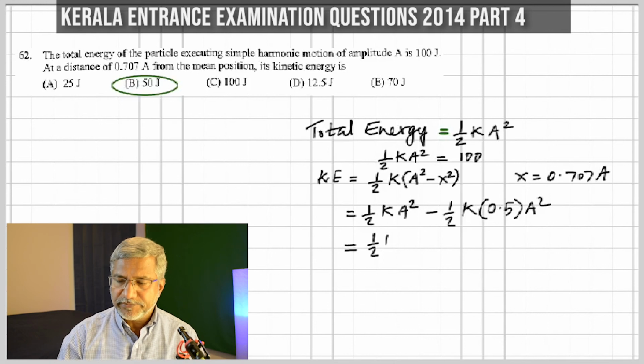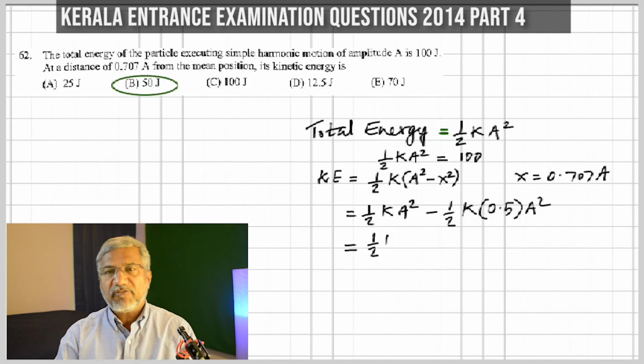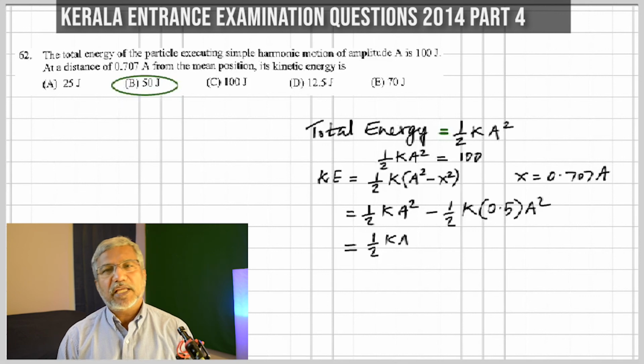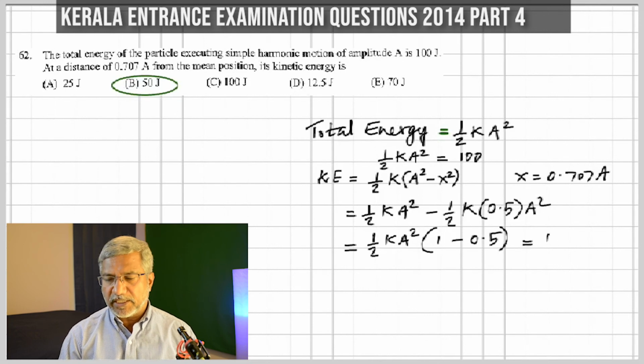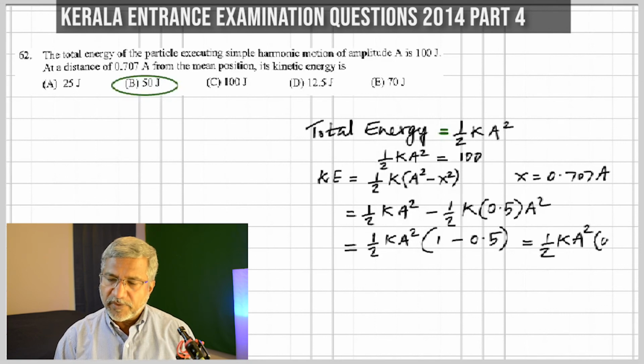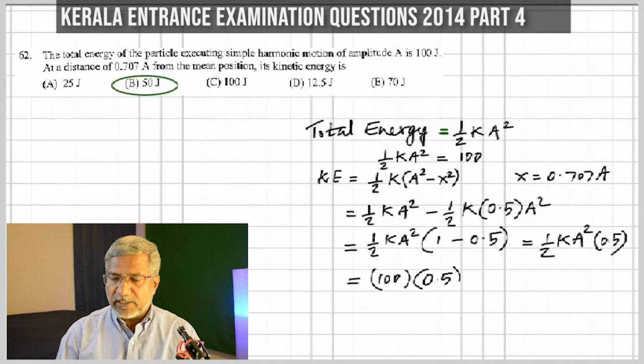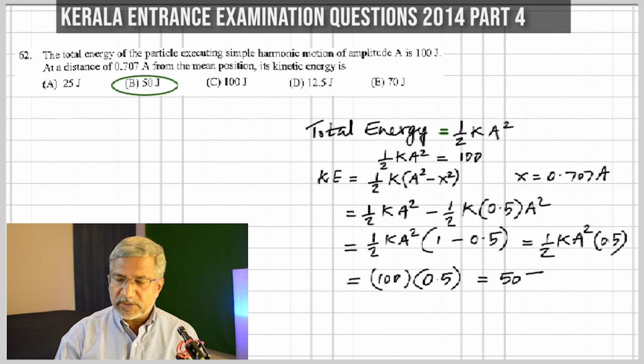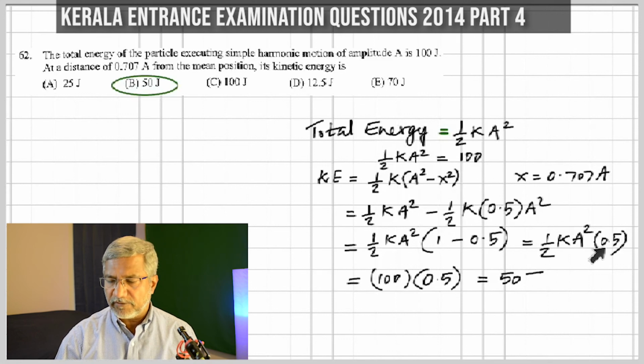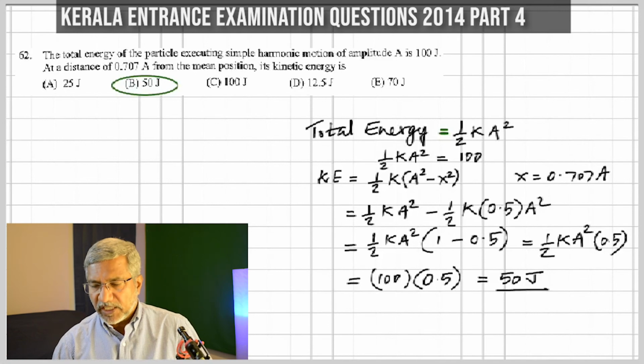So now you see that you have half here, and you have half times 0.5, which is 1 by 4. So half minus 1 by 4. What is half minus 1 by 4? Half minus 1 by 4 is 1 by 4. You could do it that way or like I did. Either way, you would get half K A squared times 0.5, that is 1 by 4 K A squared. And we know 1/2 K A squared is 100, right? So instead of this, I put 100, and 100 times 0.5 is 50. So either way, that's the answer, 50 joules.